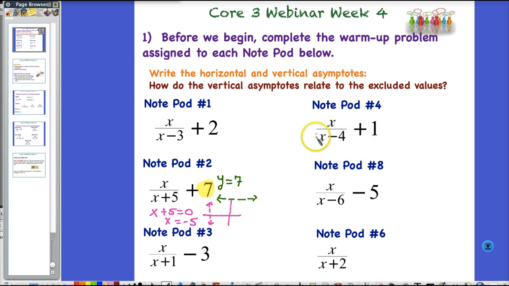So let's see, what would make the denominator be 0? That would be if X were to equal 4. So good job, Miriam. This, remember, is also our vertical asymptote. And then our horizontal is going to be whatever is out here on the end. So that is going to be y equals 1. So perfect job, Miriam.